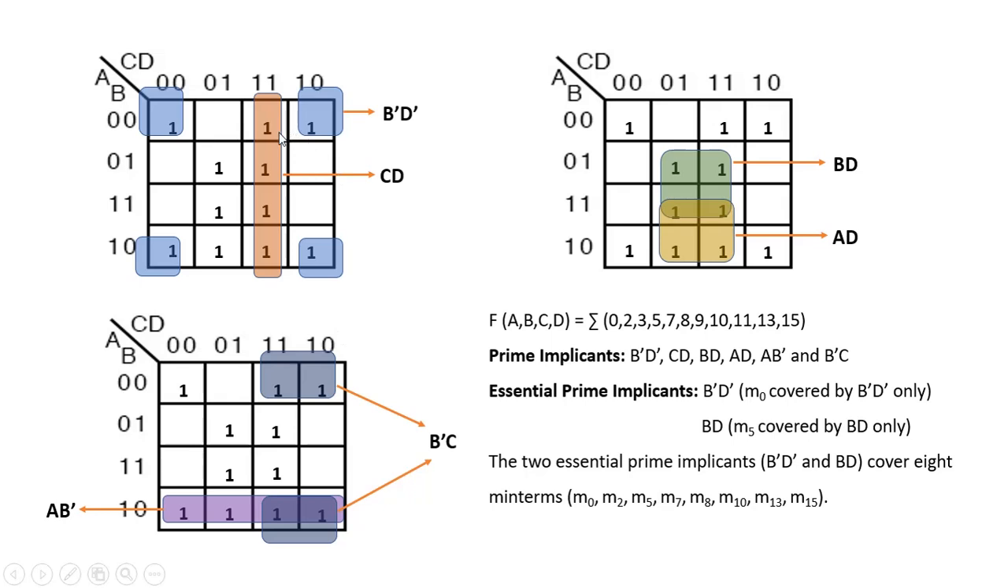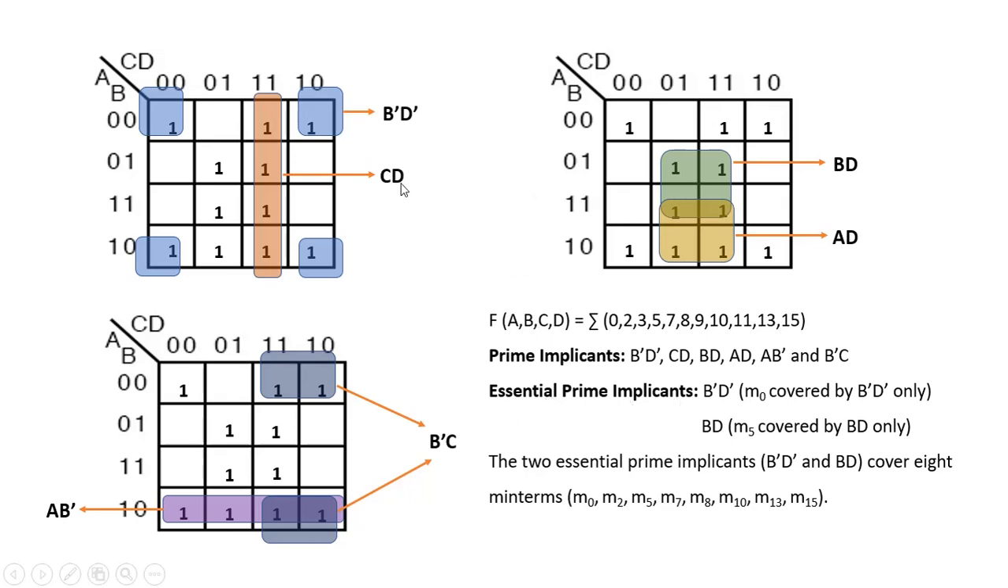Then these two and these two can be paired as a quad, represented by B bar C. So these are all the possible combinations of the maximum number of ones. This way we can see that we have 6 prime implicants, which are B bar D bar, CD, BD, AD, AB bar and B bar C. You have to combine the maximum number of ones, keep in mind.